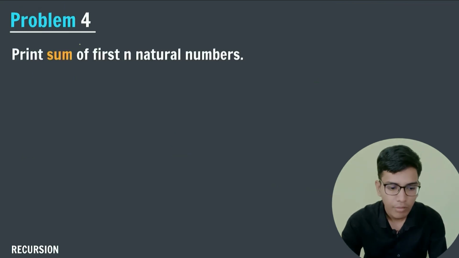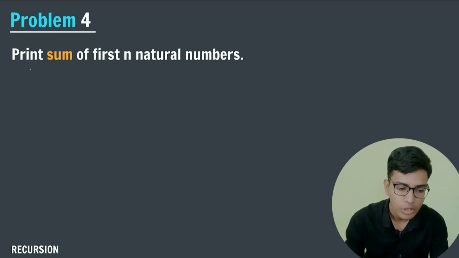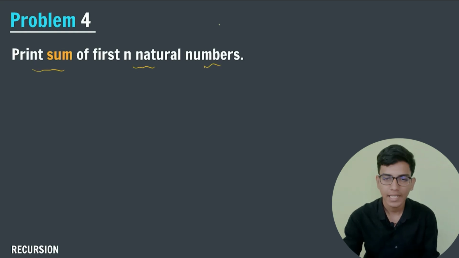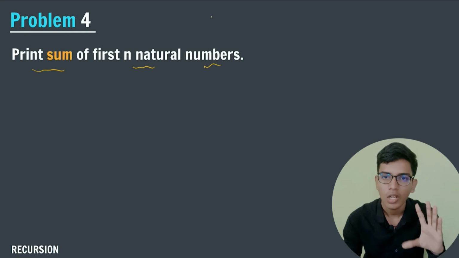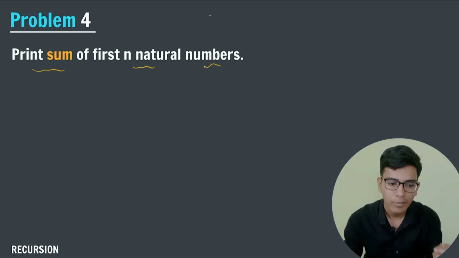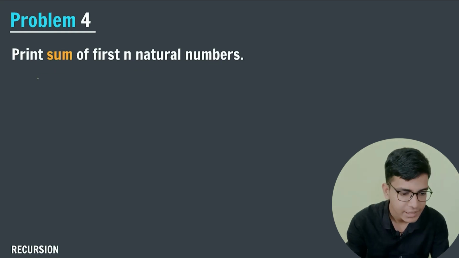Now let us dive into our next question. In this question we have to print the sum of n natural numbers. Let us take an example to understand what we need to know before we dive into the logical part of this code. Let us say the user has given 5, so n is equal to 5.